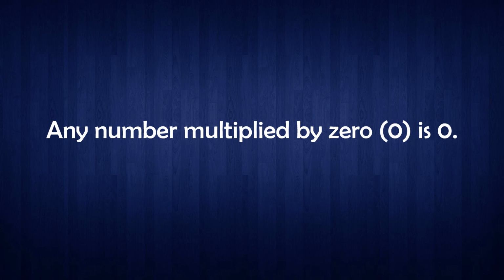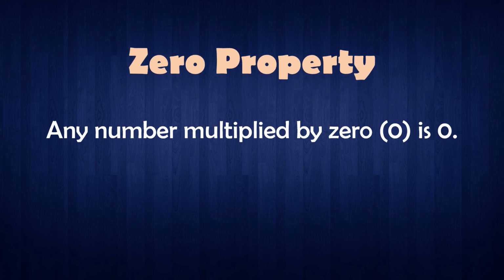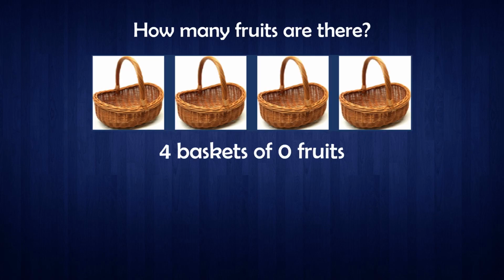Let's start with zero property. Zero property states that any number multiplied by zero is zero. In other words, if you multiply any number by zero, the answer will always be zero. Let's take this as an example.